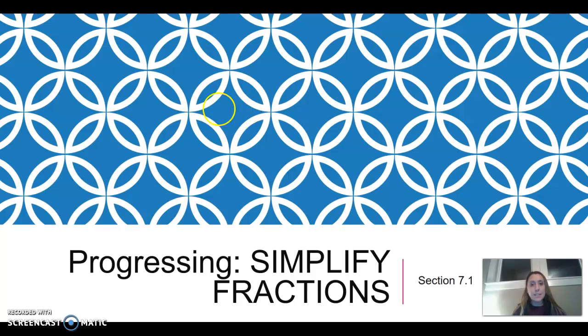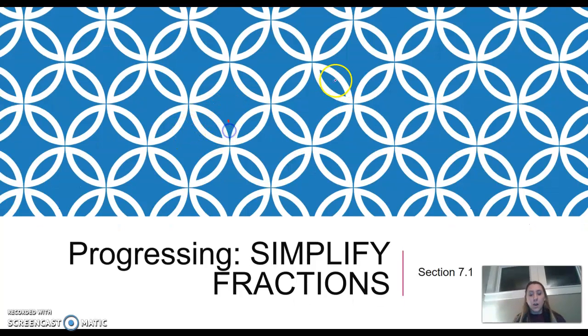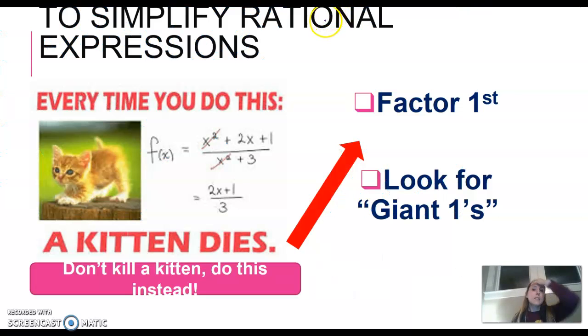Alright, functions classes, I am going to go over how to simplify fractions, but mostly rational expressions. Go ahead and get this in your notes: the way that you simplify a rational expression is that first you're going to factor, and then you're going to look for those giant ones. And we learned about those giant ones last year in Algebra 2.